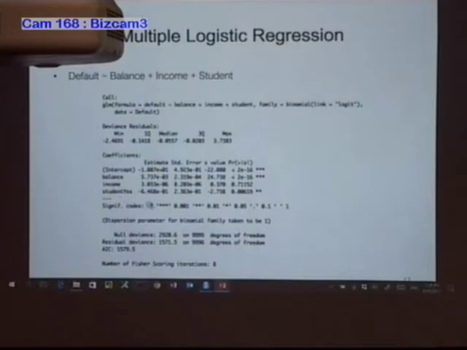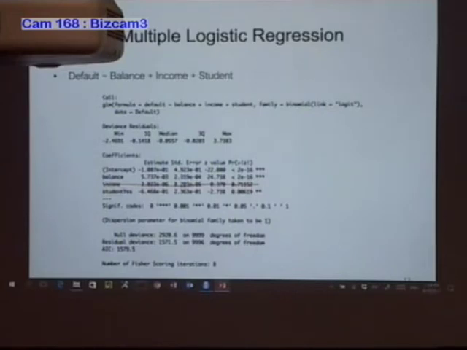What do we find here? Income is not significant. That's okay. Just at the very beginning, we visualized that picture, and we saw income probably doesn't say too much. How about the other things? Student? So what's the difference here? Let's ignore income, that's not a significant one. Earlier we just tried to figure out default versus student. Now it's default versus balance and student.